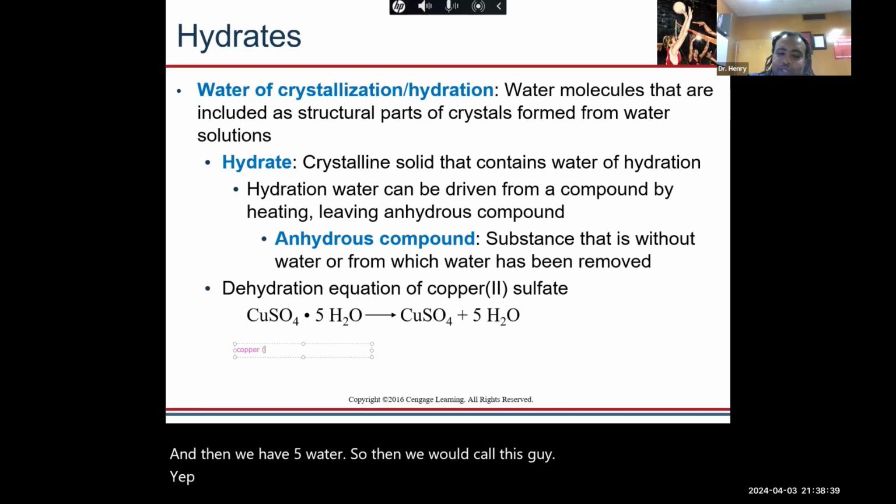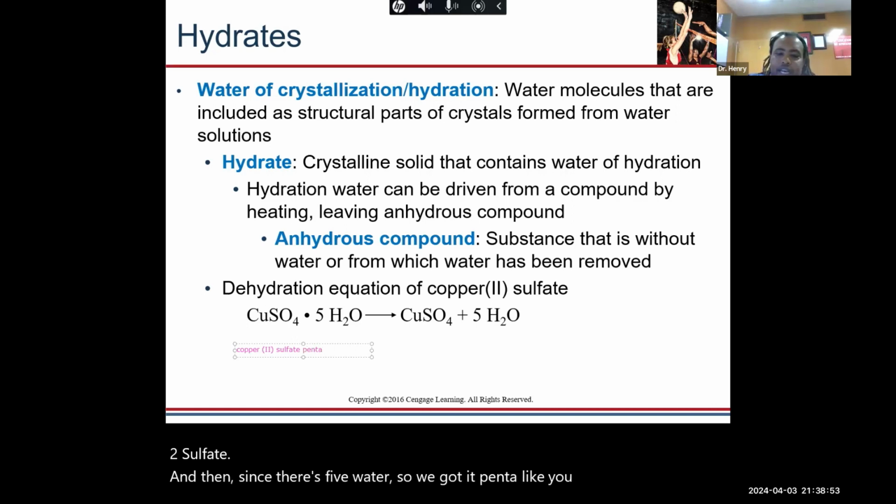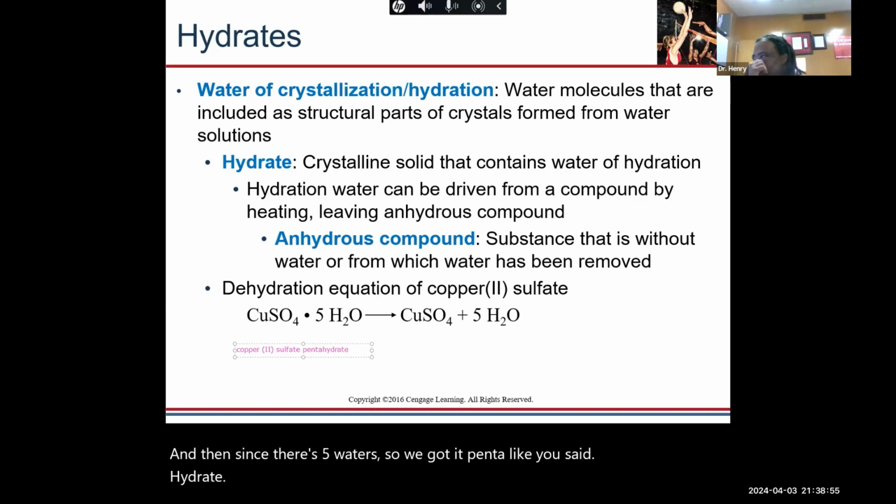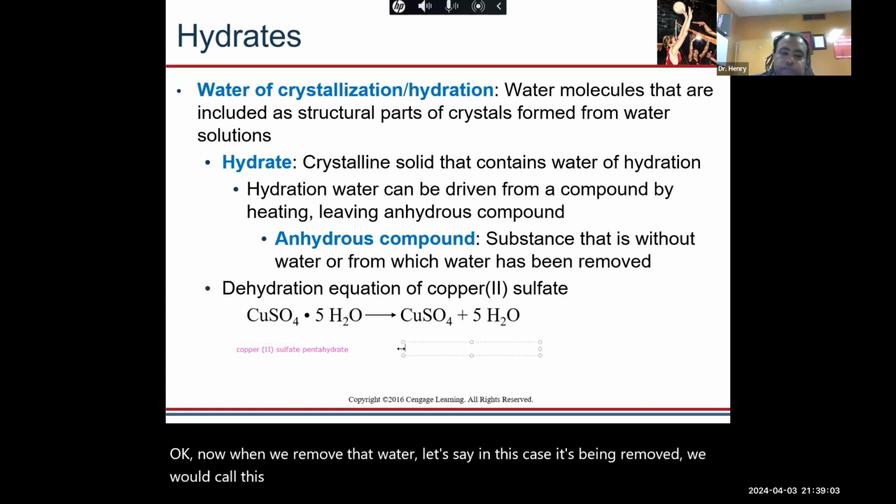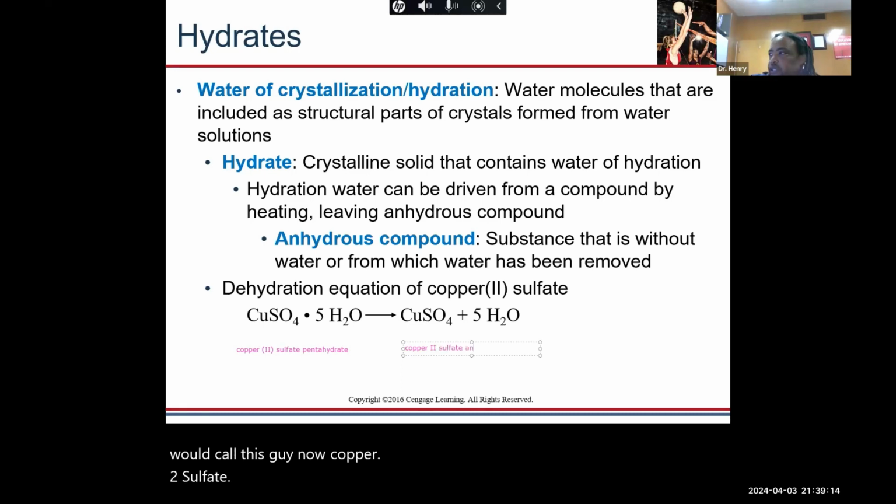Copper(II) sulfate. And then since there's 5 waters, we call it penta, like you said, hydrate. Okay. Now, when we remove that water, let's say in this case it's being removed, we would call this guy now copper(II) sulfate anhydrous. Anhydrous lets us know that water has been removed.